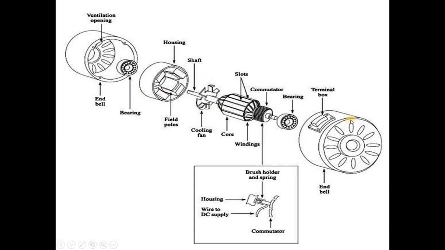This is the whole assembly of an electric machine, where this is the outer part. These are the bearings. This is the housing, this is the yoke, and in this part we can see the field poles where the field winding is placed. This is the shaft. This part is nothing but slots. This is the commutator. These are the bearings. This is the cooling fan. The whole armature assembly is on the shaft. This is the terminal box.